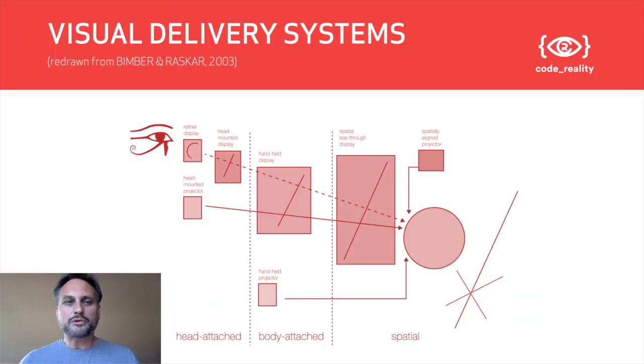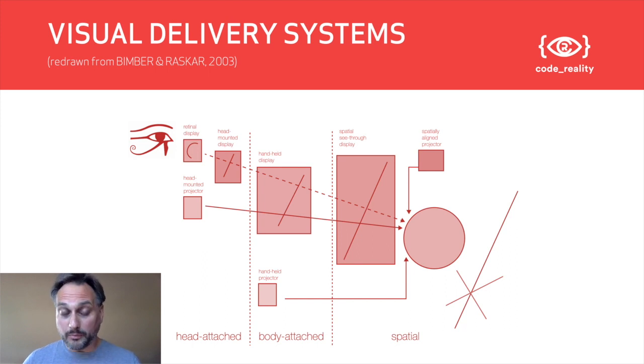There are many different types of delivery systems available, and of course that applies also to the visual sense as the most advanced medium probably for augmented reality delivery. Amongst the delivery systems, we can distinguish, following the distinction from Bimber and Raskar in 2003, the following systems. We have, for example, retinal displays. That would be contact lenses. That's rather experimental technology at the moment, not really in the market.